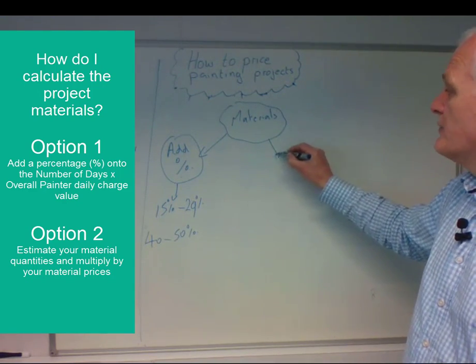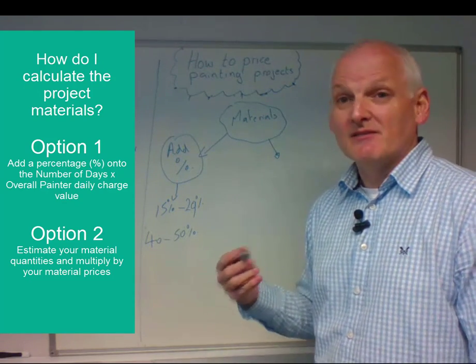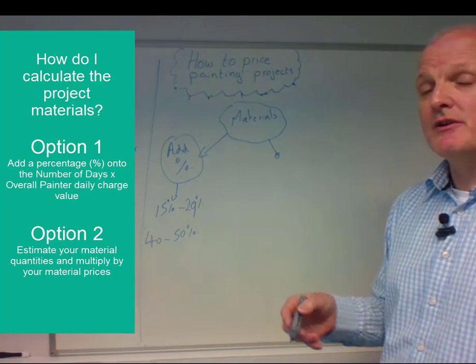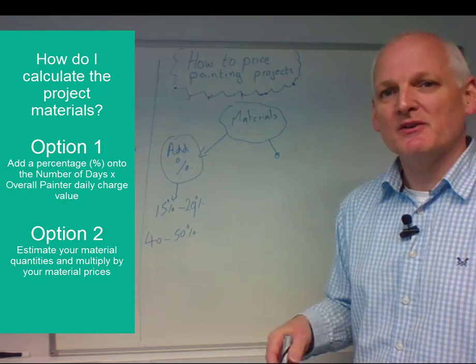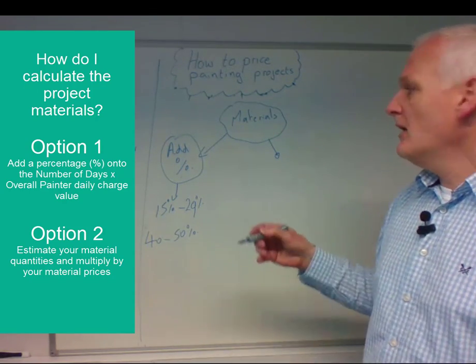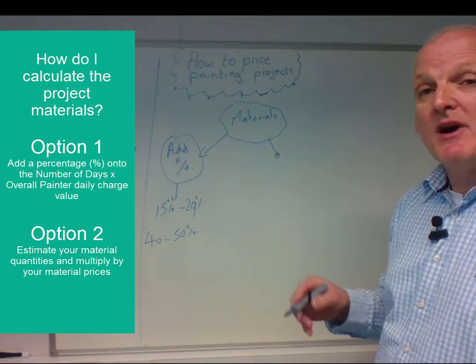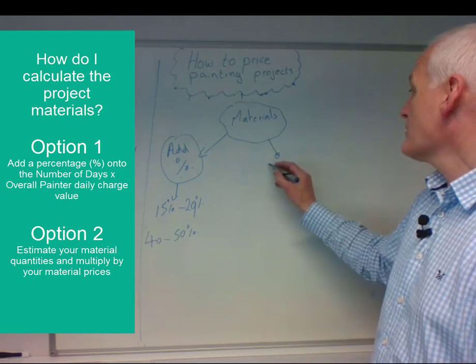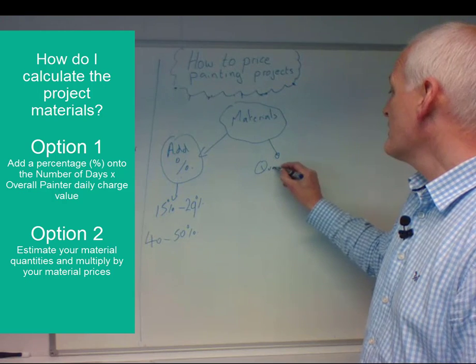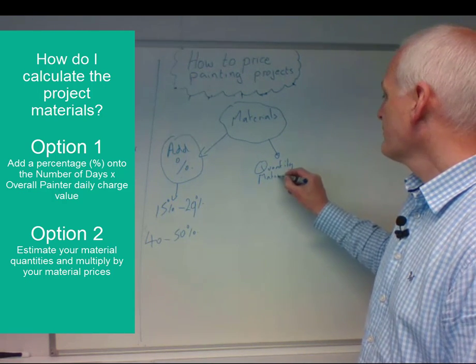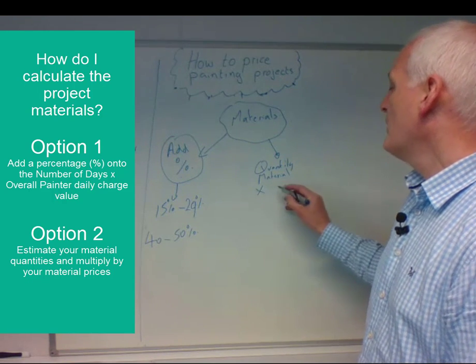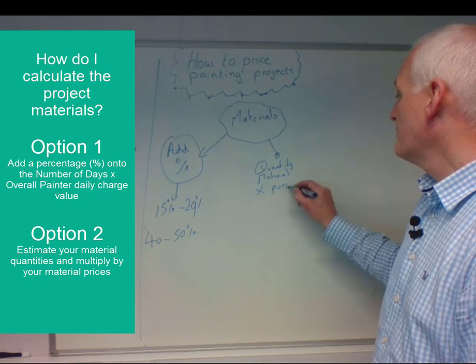Your other way of doing this is actually to guesstimate the quantities that you need. You know, how many 5-litre tins of this, how many 10-litre buckets of that do you actually require? And multiplying that by your purchase cost. So you could estimate the quantity of material and multiply that by the purchase cost.